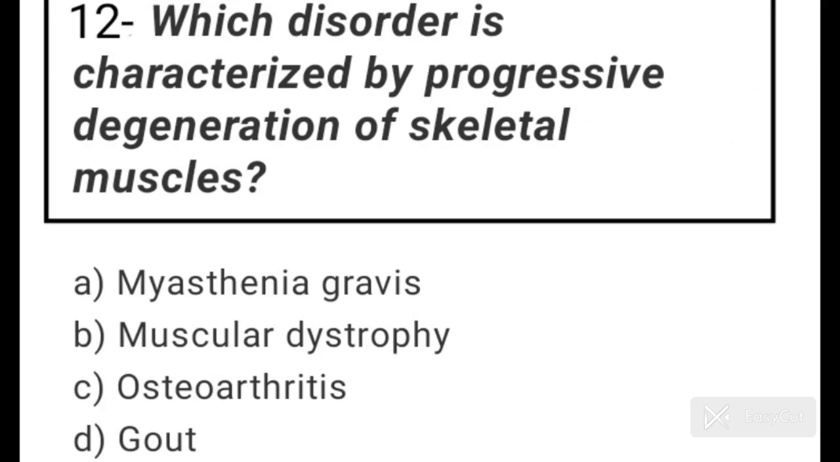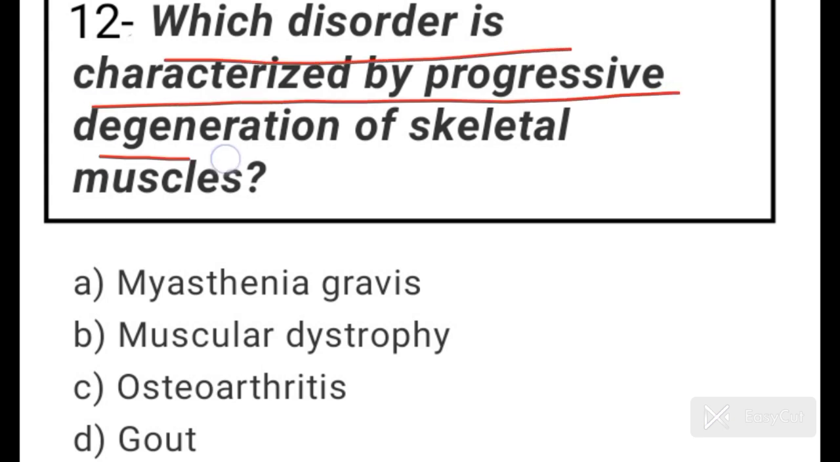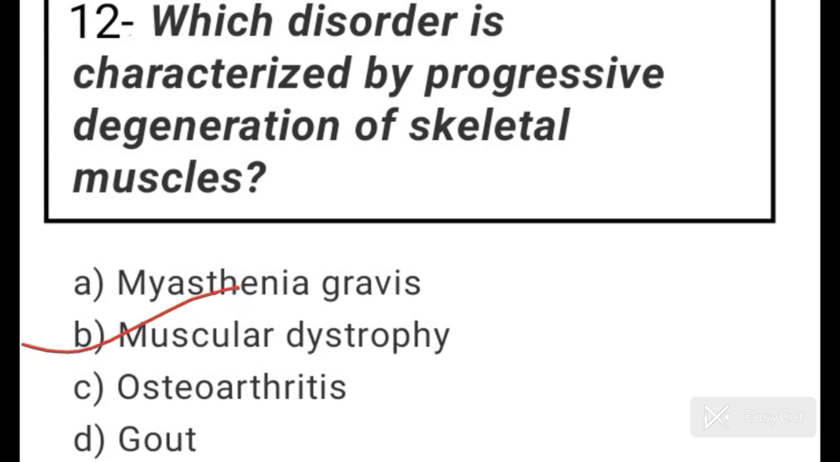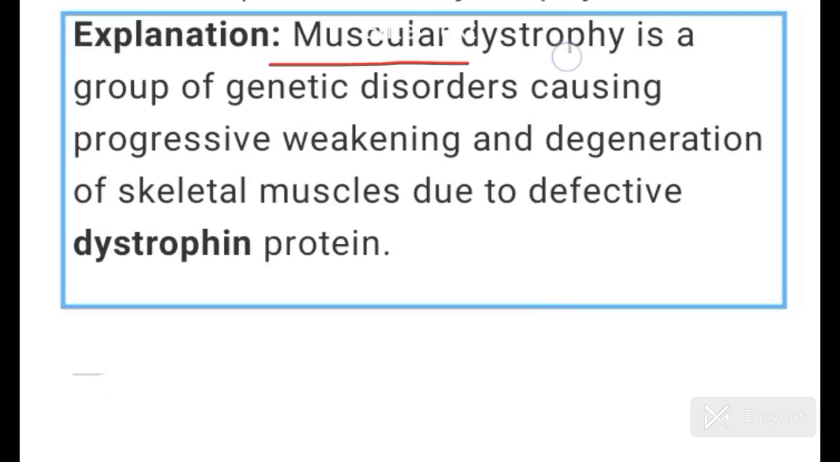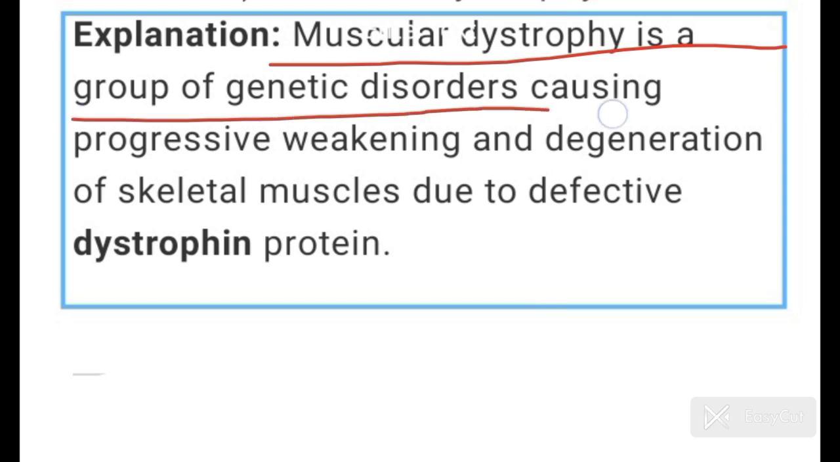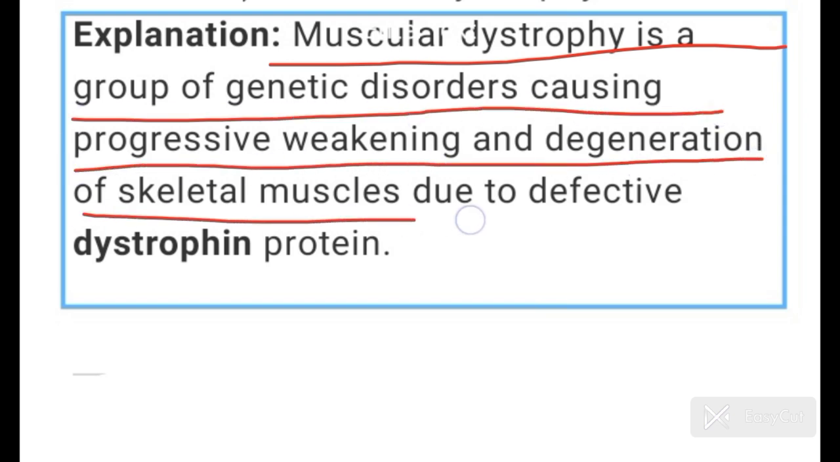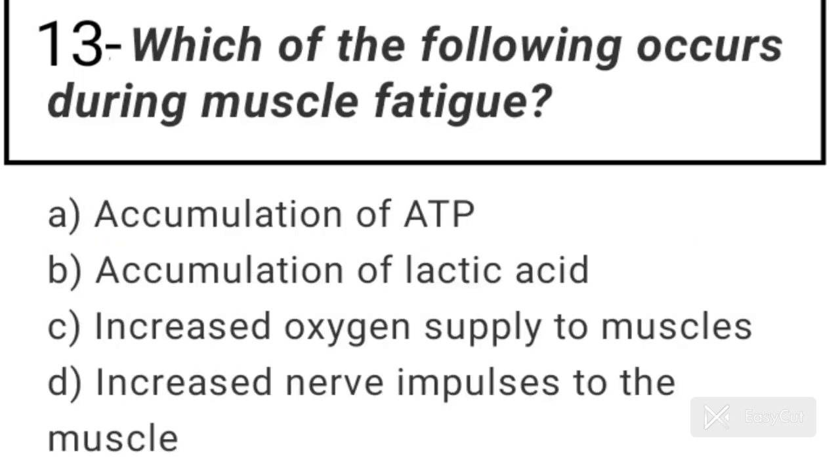Okay. Question number 12. Which disorder is characterized by progressive degeneration of skeletal muscle? Option B is correct here, muscular dystrophy. Because muscular dystrophy is progressive degeneration of skeletal muscle, mostly due to genetic disorder. Muscular dystrophy is a group of genetic disorders causing progressive weakening and degeneration of skeletal muscles due to defective dystrophin protein.